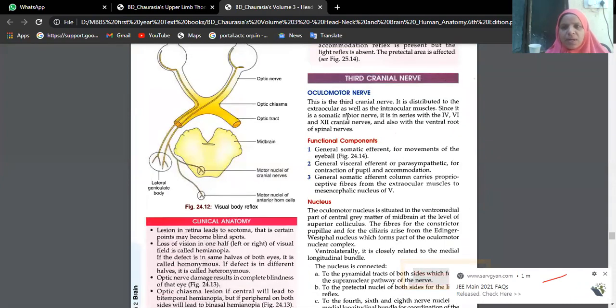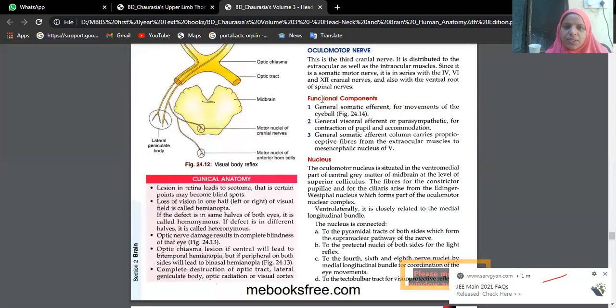See, it's a third cranial nerve distributed to extraocular as well as intraocular muscles. So it is a somatic motor nerve. So it is in series, that means it is closely related to the fourth and sixth, which are also supplying the extraocular muscles. Very close we also have the hypoglossal nerve coming from the brainstem. Okay, these are the components. General somatic efferent for the movements of the eyeball.